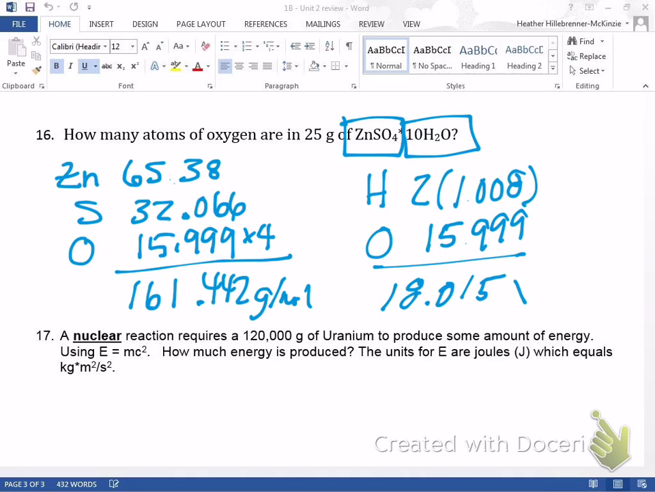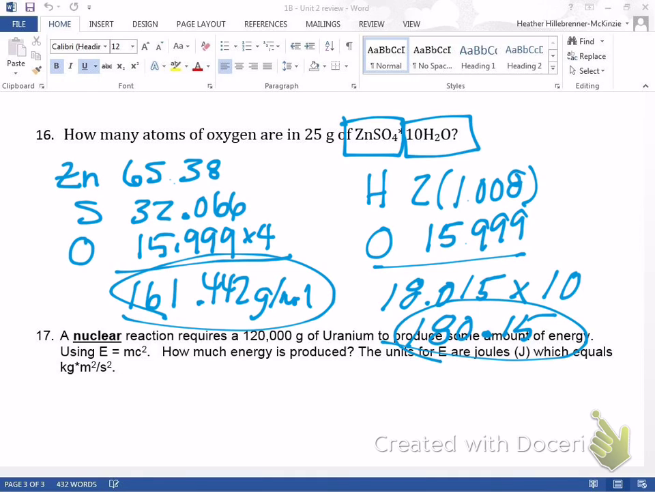So this number now, I would multiply by 10. If you do it like this, you'll have fewer problems with just in general making mistakes on what's what, okay? So this will give you 180.15. Now, I need to add both of these masses together, and I get a total of what?